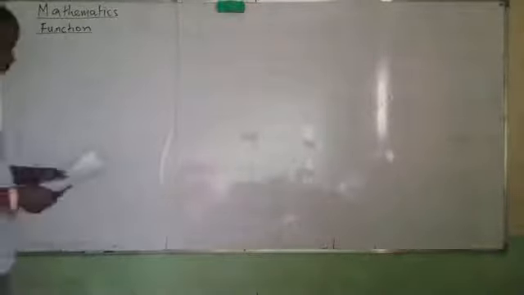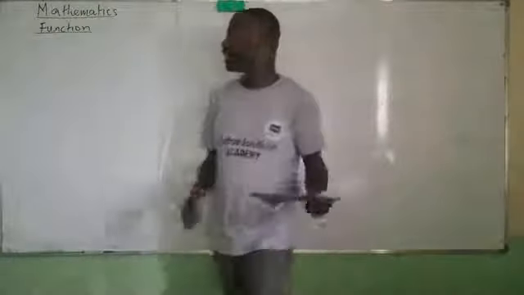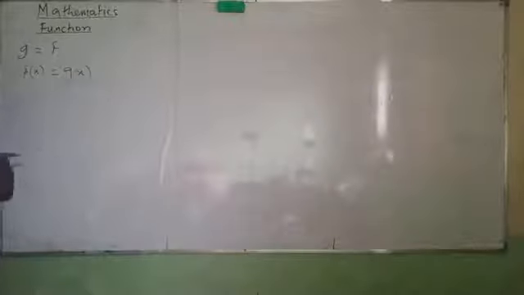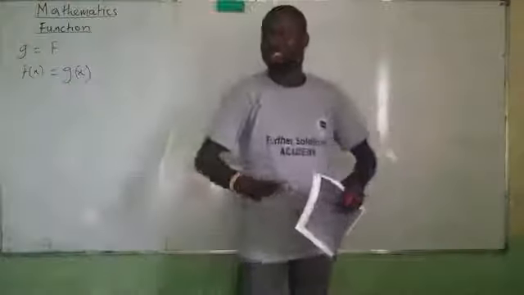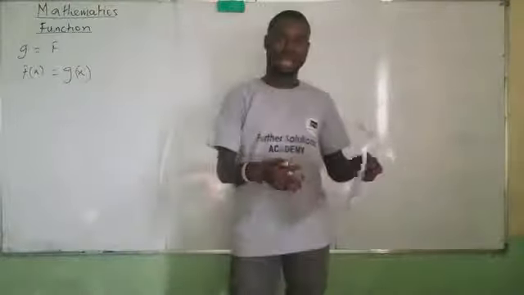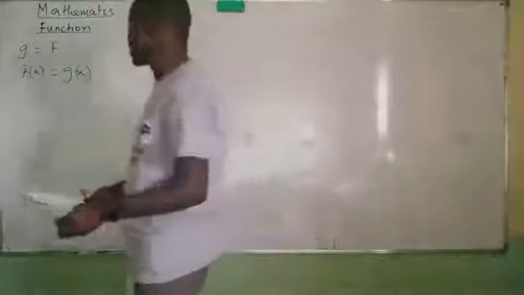I want to work on equality of a mapping. A function is said to be equal when we declare g equals f, or f of x equals g of x. It means such given functions are equal. They are equal, meaning they have the same input and output. That is what we are talking about.